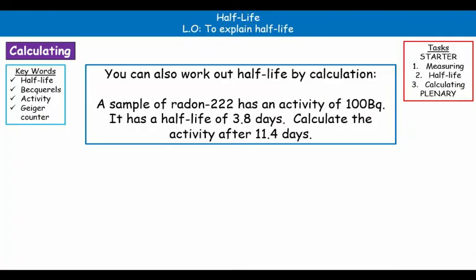There's a second way that they could also ask us to work out half-life, and this is through calculation. So the kind of question we could get is on the screen here for us. A sample of radon-222 has an activity of 100 becquerels. It has a half-life of 3.8 days. Calculate the activity after 11.4 days. So I'd suggest you jot down that example question first of all. I'll leave that up for about a minute for you.